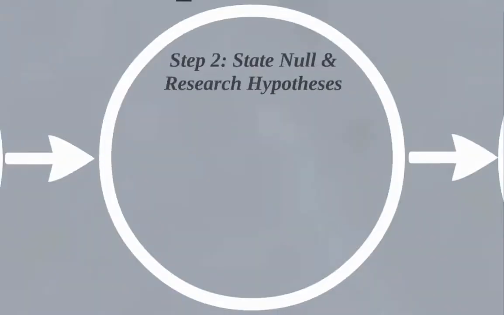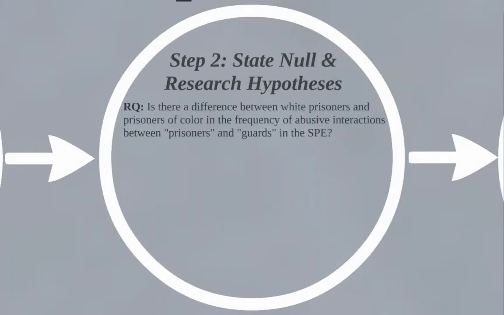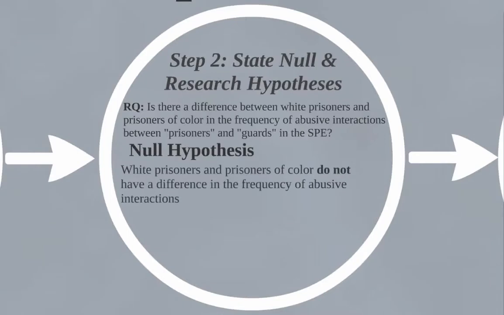Then we need to state our null and research hypotheses. So again, let's go back to our research question. Is there a difference between white prisoners and prisoners of color in the frequency of abuse interactions between prisoners and guards in the Stanford prison experiment? So our null hypothesis here would be something to the effect of white prisoners and prisoners of color do not have a difference in the frequency of abuse. And so it's represented by this notation here, where we have the mean of white prisoners equals the mean of prisoners of color. So what we're saying is they're the same. Their means are the same.